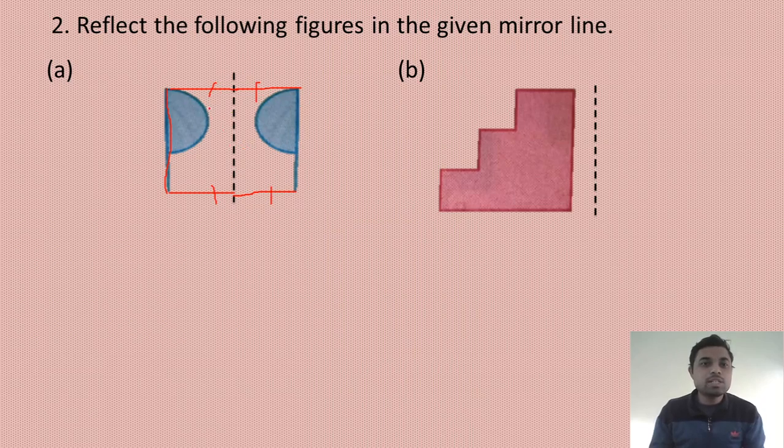Okay, now this curve, what is the distance from here to here? What is the distance from here to here? Then you draw it. Is it clear?